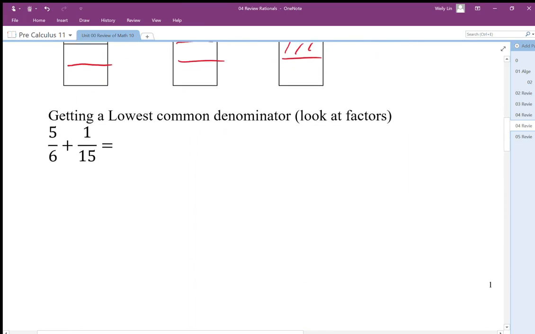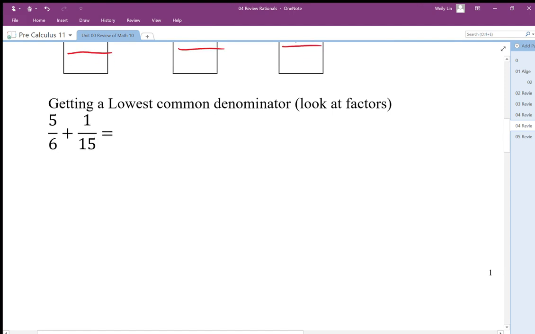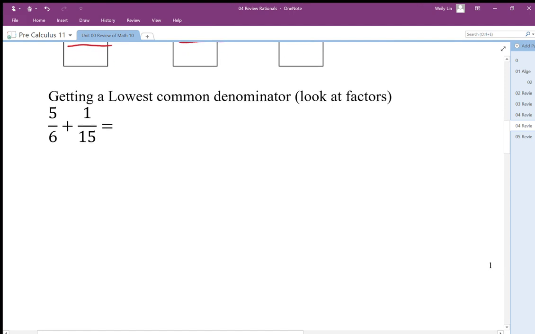So when I find lowest common denominator, what I want to do is see what the factors look like. So when I factor this, I have 2 times 3. Here I'm going to have 3 times 5. Well, what ends up happening is these two sets of denominators have to match each other. So what this guy's missing over here is he's missing a factor of 5. So if I do groups of 5, I'm going to be able to match the groupings of 5 here.